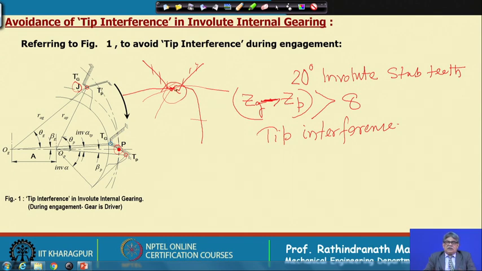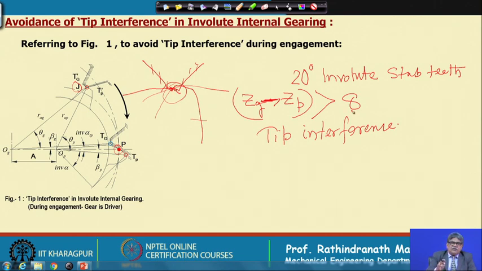This occurs in internal gearing, in involute internal gearing, if the design is not proper. For the standard stub teeth, or even with full depth, this difference should be minimum. As I have specified here, it is 8. If the pressure angle increases, this number will reduce. If the pressure angle decreases, this number will increase.